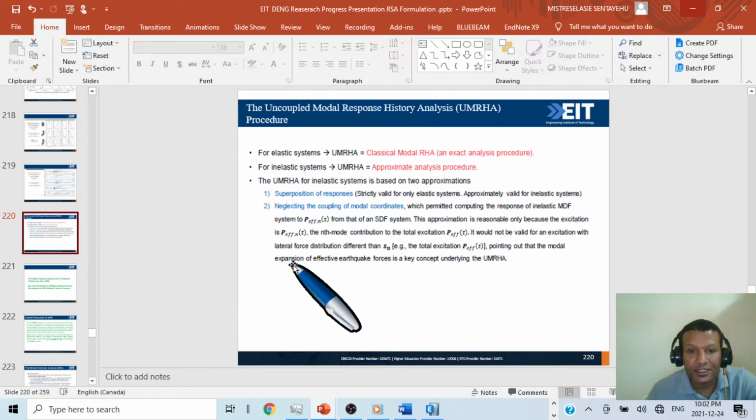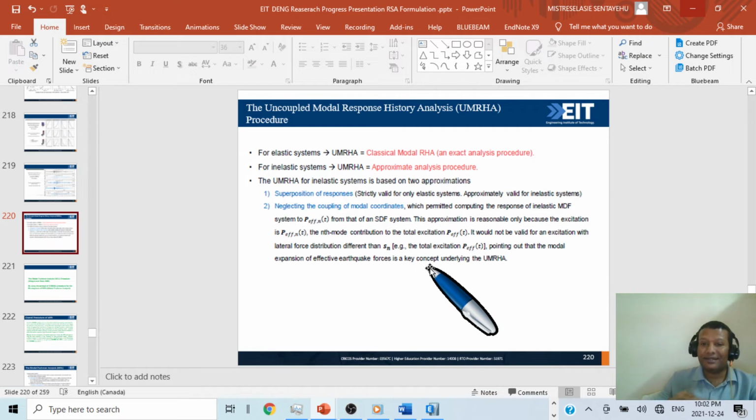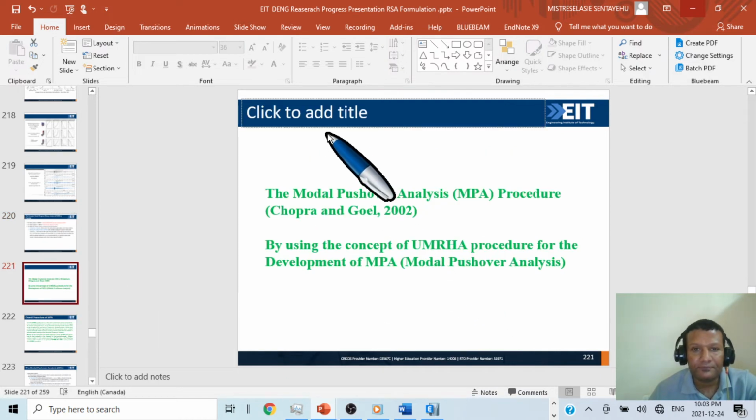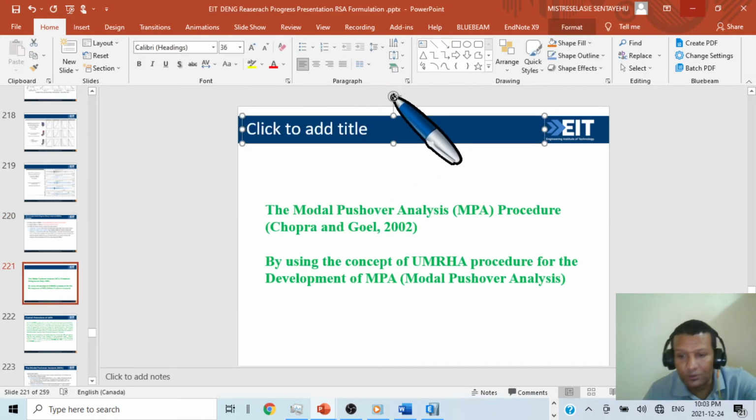Pointing out that the modal expansion, this is the modal expansion of effective earthquake force, is a key concept underlying the UMRHA. So this is a very important point. The modal expansion concept gives P effective for each mode, and each mode will have its own distribution factor for each floor. This is what we discussed. Okay, that is the end of it.